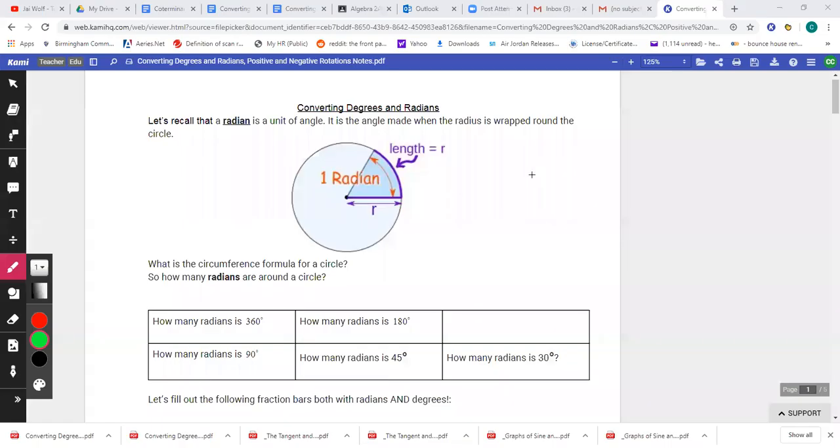So this lesson is about two things, actually. We're converting between two types of ways to measure angles.